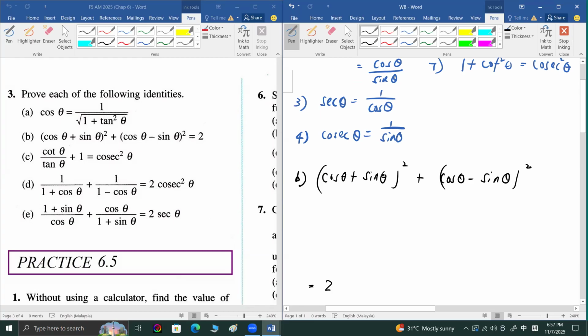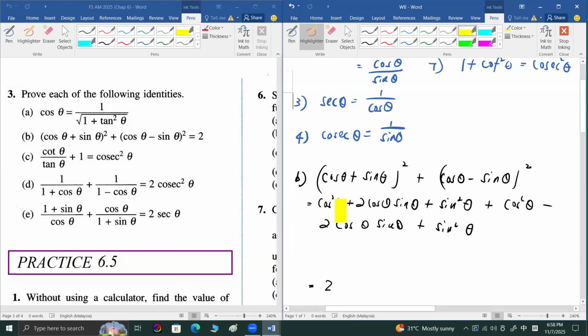Cos square theta, because as you remember, (A plus B) square means I got A square plus 2AB plus B square. And the same thing here: A square minus 2AB plus B square.